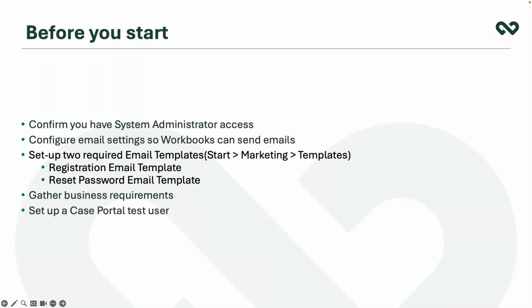Before we actually start configuring, we should confirm that the person setting up the case portal plugin is a system admin, and that there is an email account configured in Workbooks that can be used by the plugin to send emails. In order to complete configuration correctly, we will need to set up two email templates so that the plugin can send out activation and reset links to recipients. Out of the box, Workbooks does provide you with these email templates.